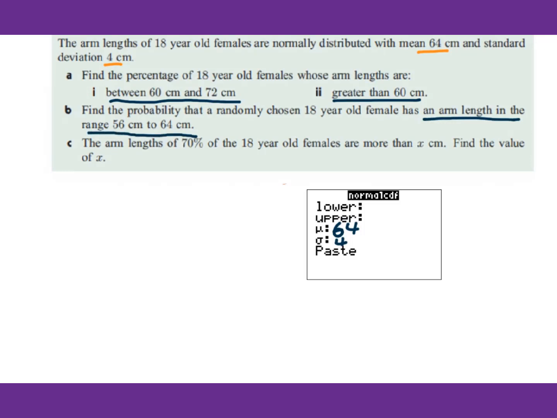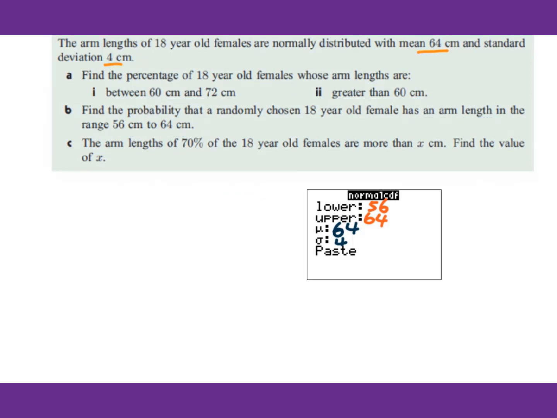For B, find the probability that a randomly chosen 18-year-old female has an arm length in the range 56 to 64 centimeters. So we're looking for the probability X greater than or equal to 56, but less than or equal to 64. We will put this is 56, this is 64. You will get 0.477.